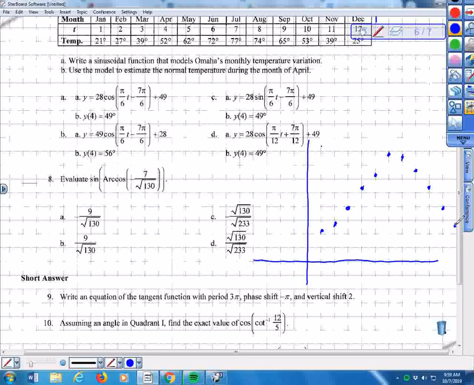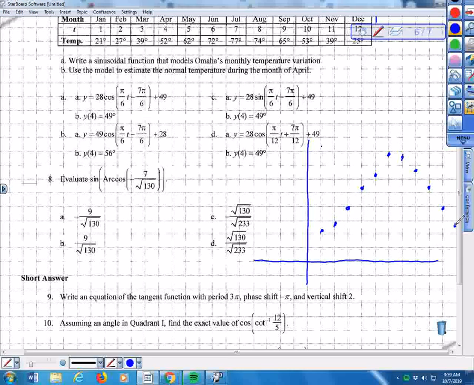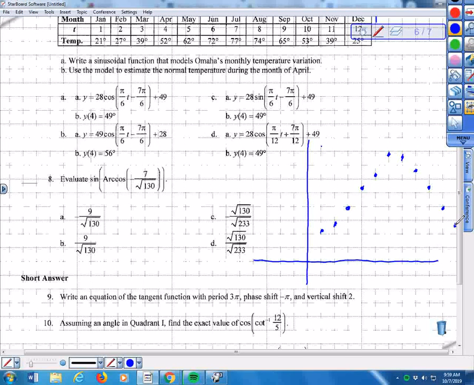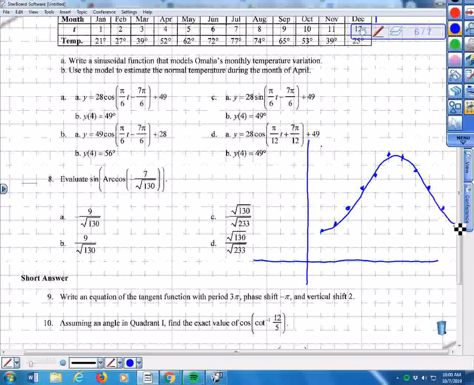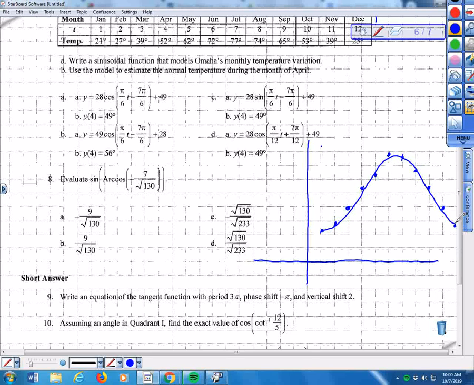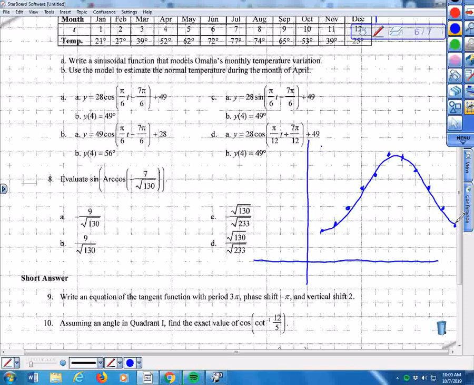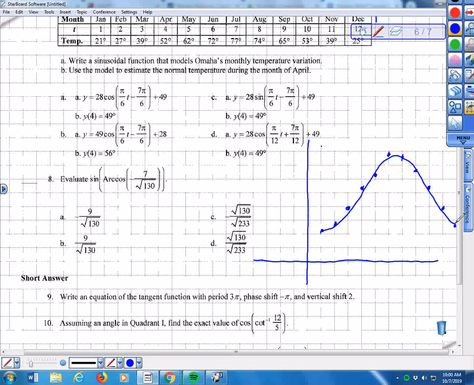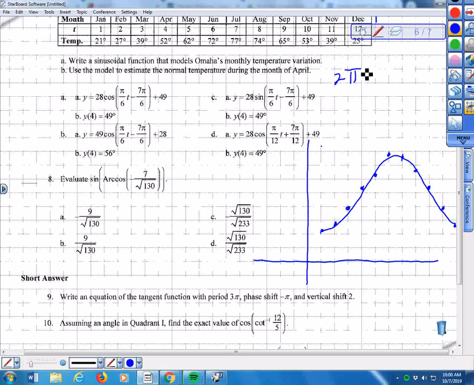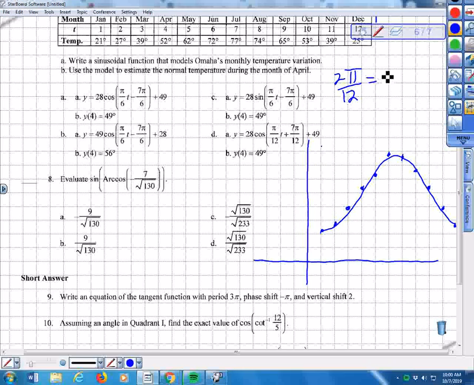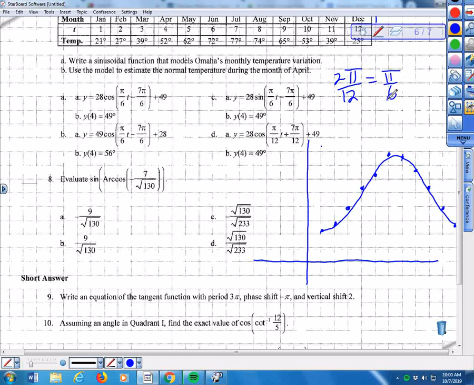That's A. And then use the model to estimate the normal temperature during the month of April. The normal temperature during the month of April. Okay, so there is my... I would call that 12 months would be one period. So I would take 2 pi over 12. So I know that's my period. So you cancel out D. Yeah, D is not an option anymore.